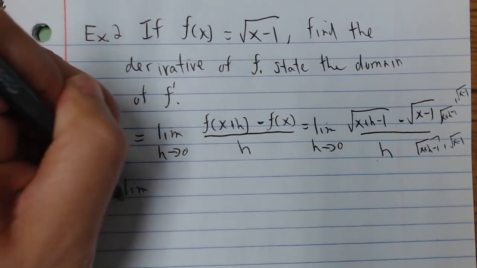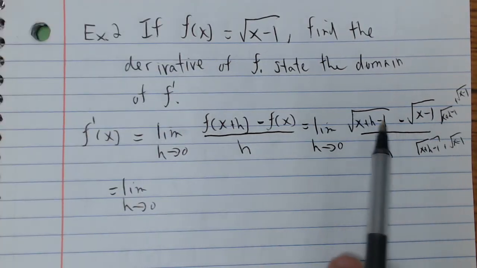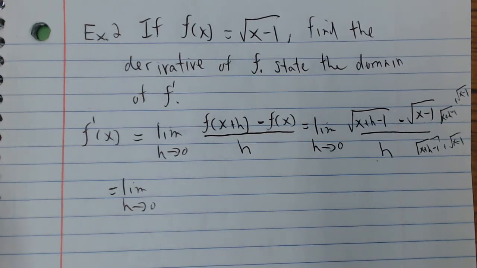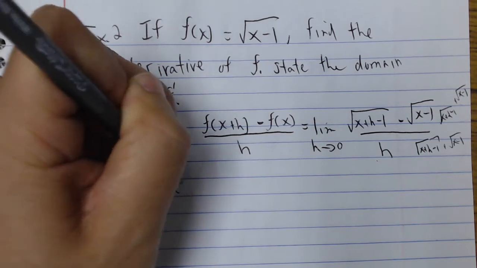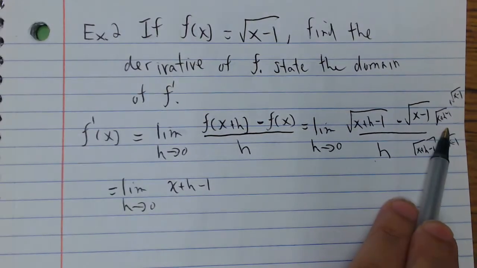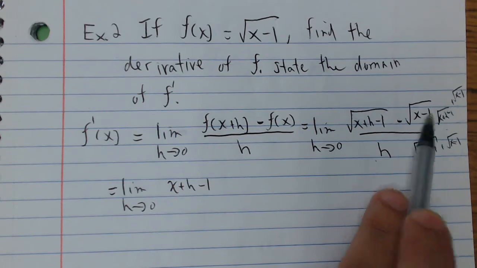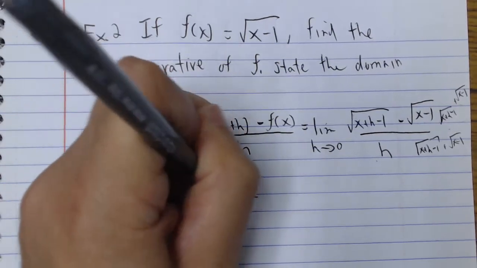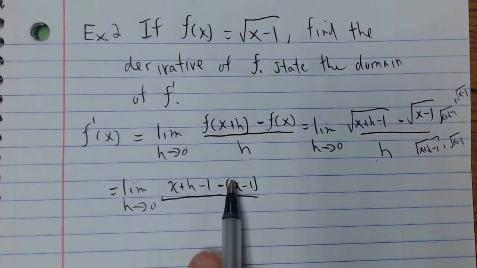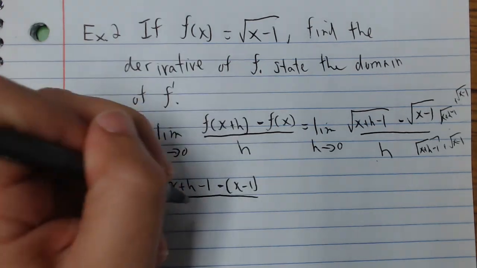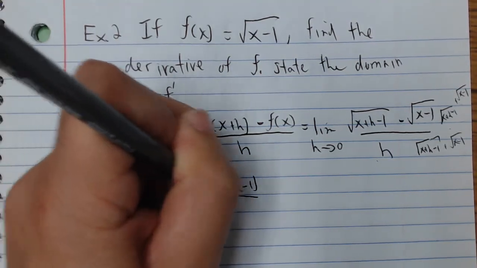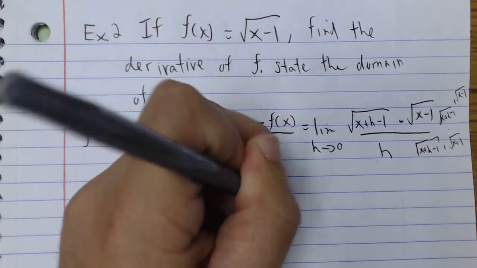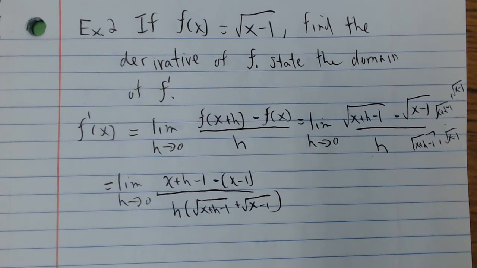So this becomes the limit as h approaches 0. Since they're conjugates, all I really care to do is multiply the first and last terms. The middle terms are going to cancel out. So the top will be x plus h minus 1, because that times that gives me x plus h minus 1. And then negative root x minus 1 times positive root x minus 1 will just give me minus x minus 1. I just put parentheses around this to make sure the negative distributes over the whole thing. And then the bottom becomes h times square root of x plus h minus 1 plus square root of x minus 1.